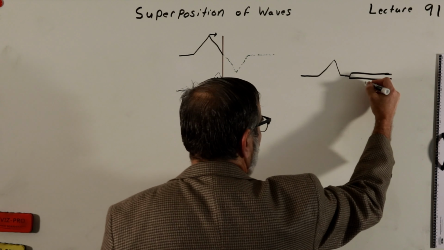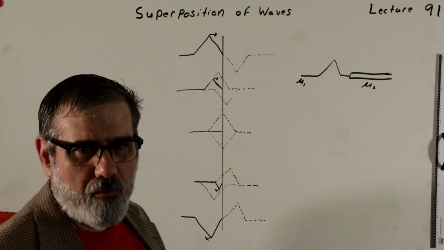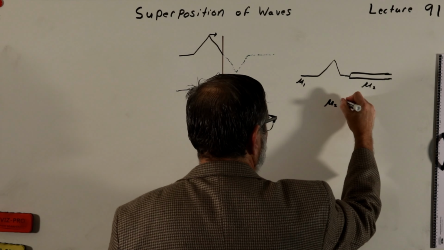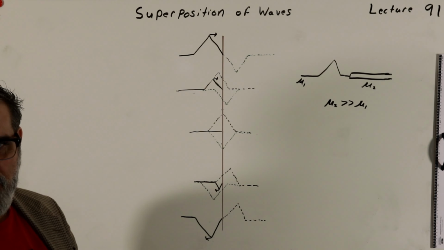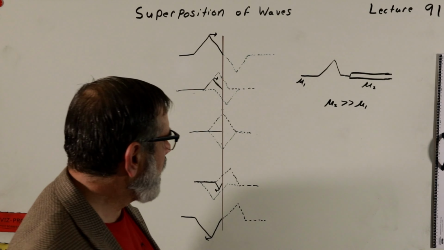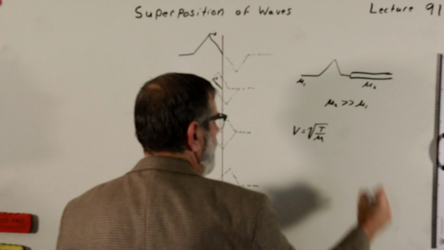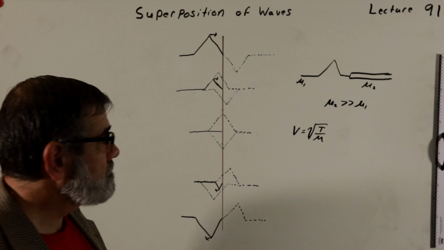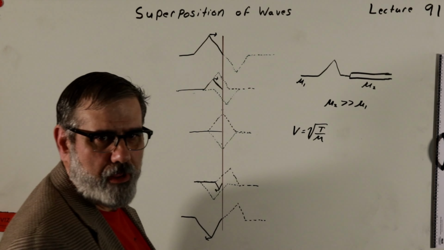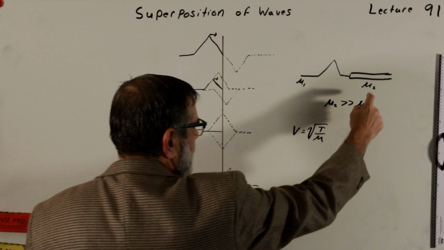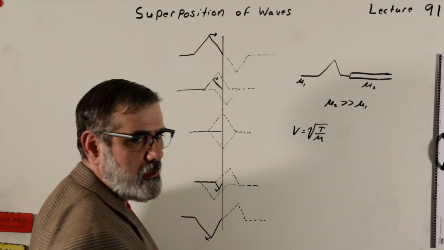Okay, so here we'll call this mu2, we'll call this mu1, that's the linear density, right? And we'll say that mu2 is much, much greater than mu1, okay? So what does that translate into? Well, remember that the wave speed, v, was equal to the square root of the tension divided by the linear density, right? So if mu2 is very big, that's the heavy mass of this very heavy rope, right? If that's really large, then what is the wave speed?